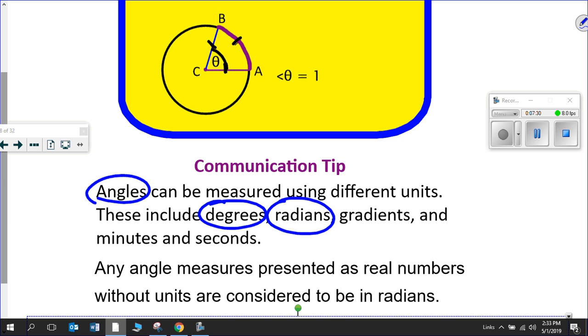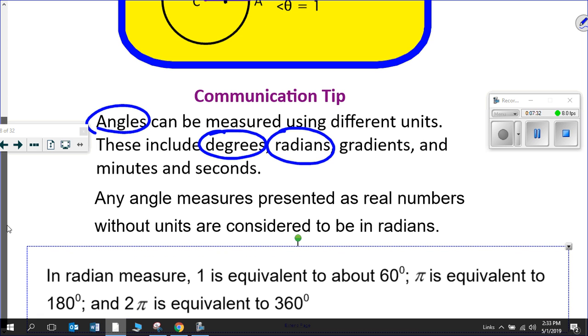So basically, you can tell the difference based on how they're presented. So for example, 10 with a little symbol there versus just a 10. When there's a symbol there, that tells you this is a degree. It's 10 degrees. When there is no symbol, that is a radian. So that would be 10 radians. So you're looking for that degree symbol. When the degree symbol is there, it's a degree. When it's not there, it's a radian.